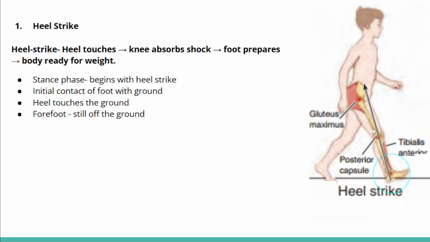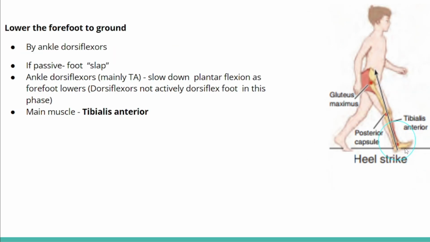With the heel strike, the knee absorbs the shock generated by the impact, and the foot needs to be prepared for the next immediate action, that is, the entire foot touches the ground and bears weight. So for the next phase, it needs to lower the forefoot onto the ground. This should be done in a controlled manner, and this control is taken over by the ankle dorsiflexors. This means the ankle dorsiflexors control the movement of plantar flexion. In plantar flexion, the forefoot is brought toward the ground, but this action is controlled by the dorsiflexors so that the forefoot comes down smoothly. It doesn't mean that the dorsiflexors are pulling the foot up, but rather they give control to this action.